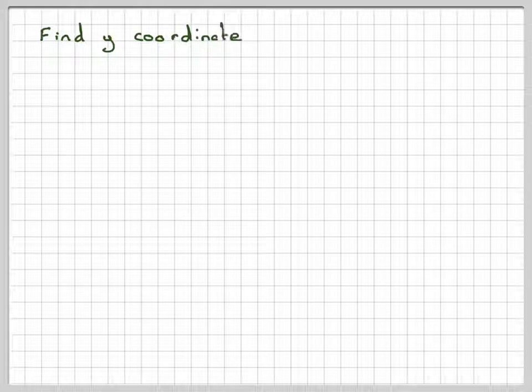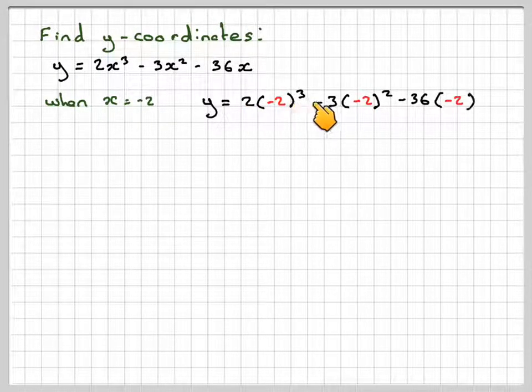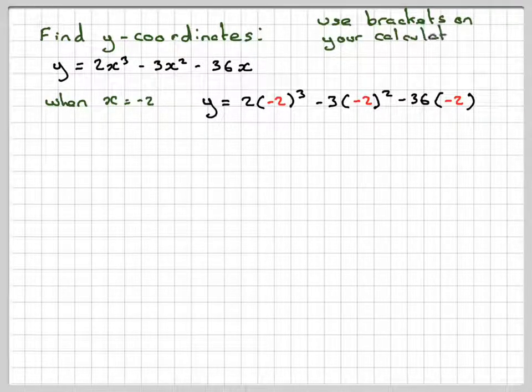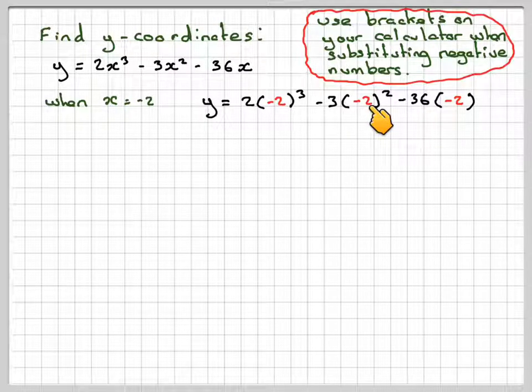Okay, so if we now find the y coordinates, we've got y equal to 2x cubed minus 3x squared minus 36x. So when x is equal to -2, y is 2 times -2 cubed minus 3 times -2 squared minus 36 times -2. If you're doing this on your calculator, you must make sure you substitute the negative number using brackets, otherwise you'll make a mistake, particularly with that one. So make sure when you're substituting negative numbers, you put them in brackets. That will give you 44.